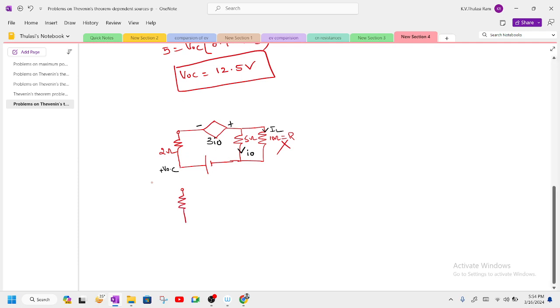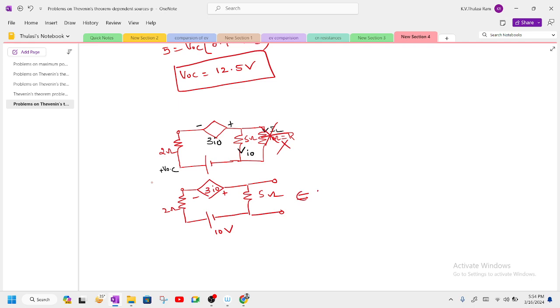This is a 2 ohm resistor, and this is a current dependent voltage source. This is 3 into I naught you are going to have, and here you are going to have a 5 ohm resistor and consisting of this source. So this value is 10 volts. This is of 2 ohm. This is a source, and we have to remove the load resistor. When you remove it, then automatically we need to find out RThevenin.